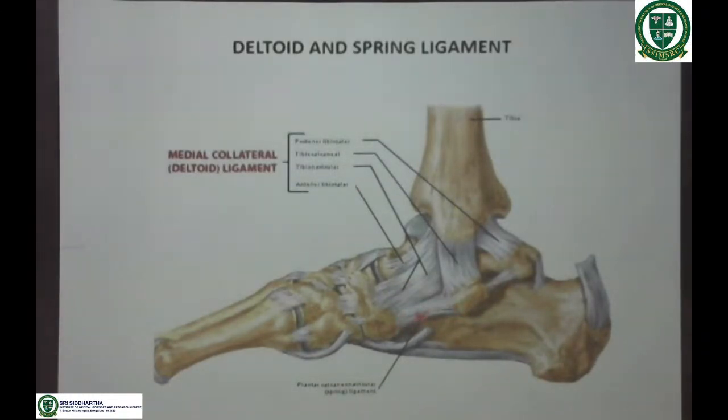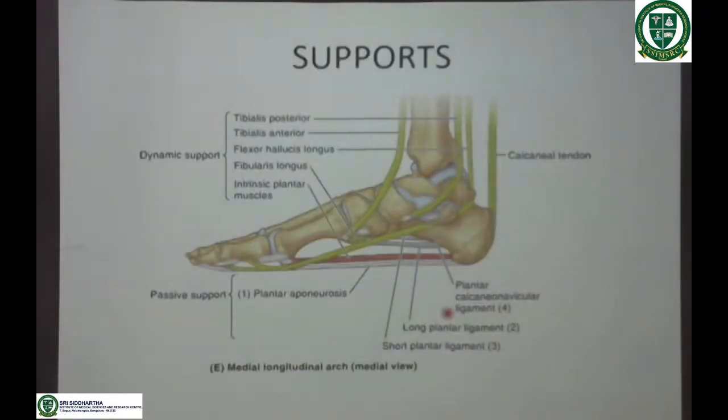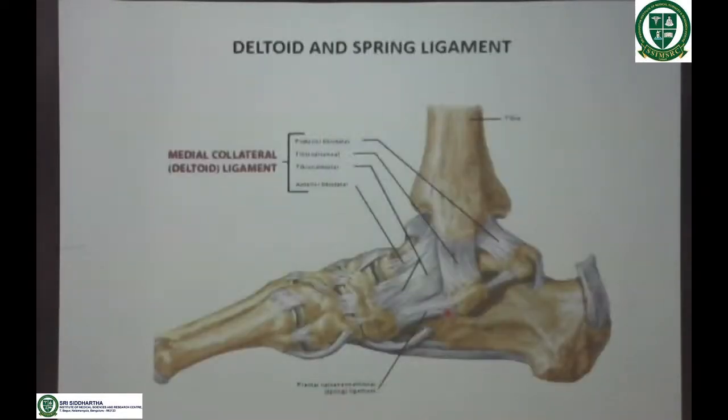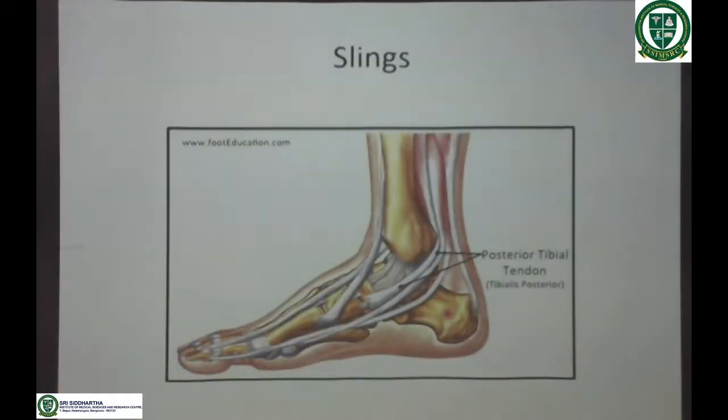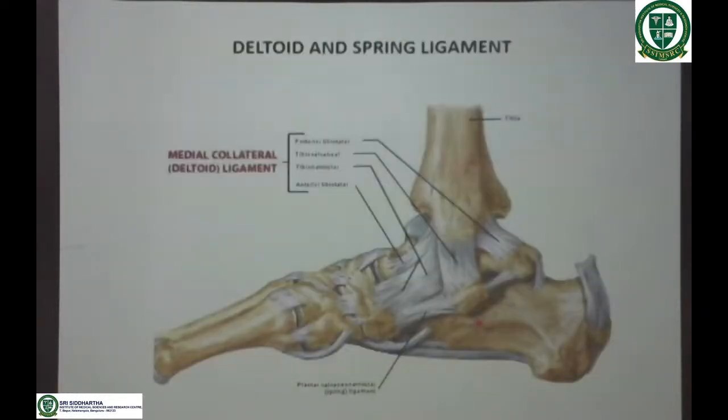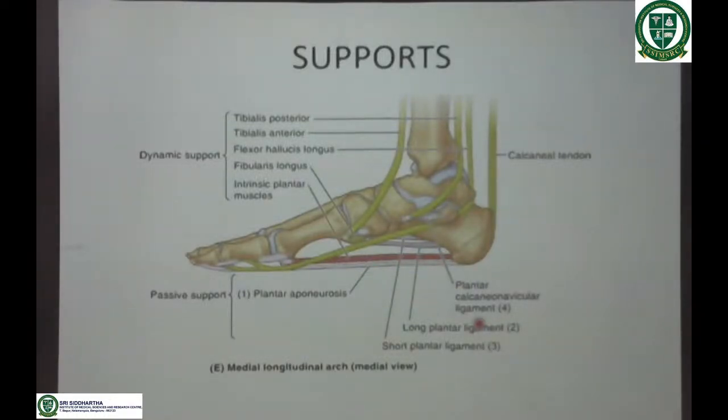Here you are seeing the spring ligament. Remember the importance of this spring ligament. So the spring ligament and the deltoid ligament act as the intersegmental ties of this medial longitudinal arch. Then, coming to the slings, here in this small part of the diagram.